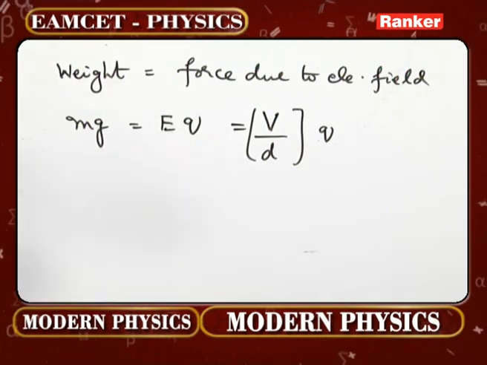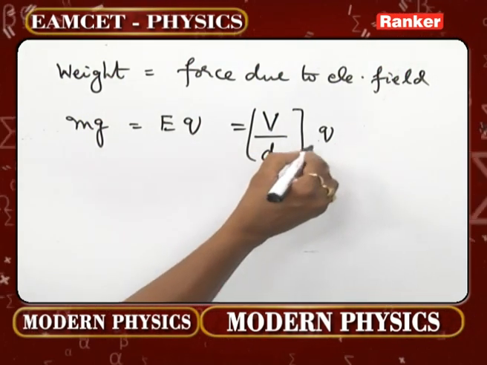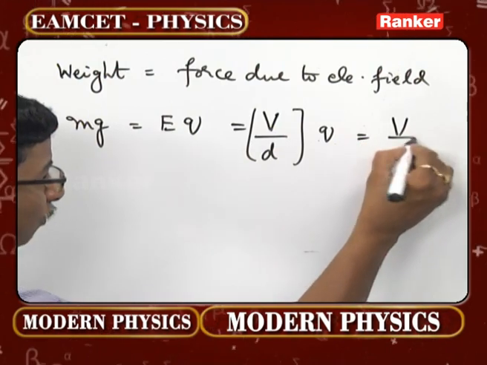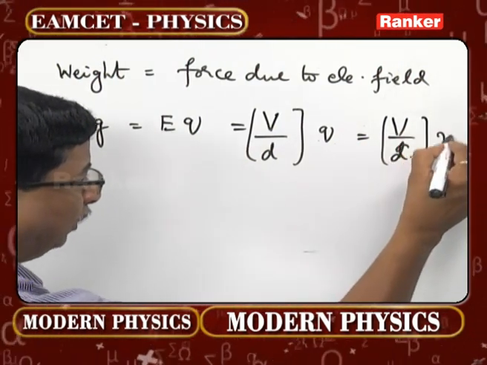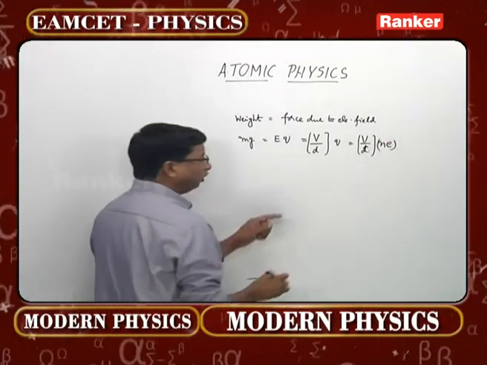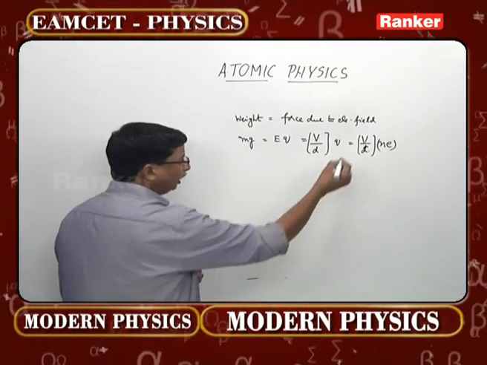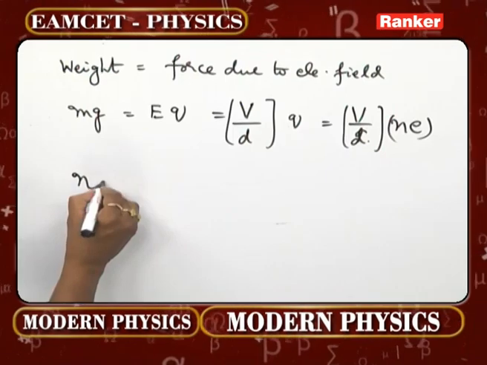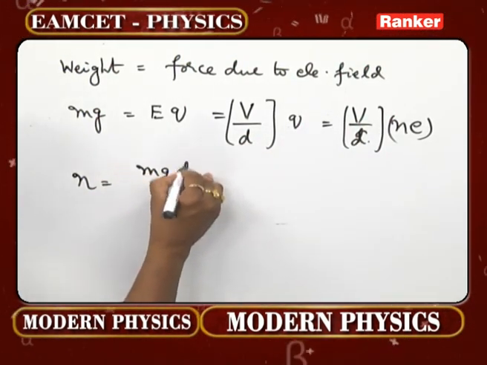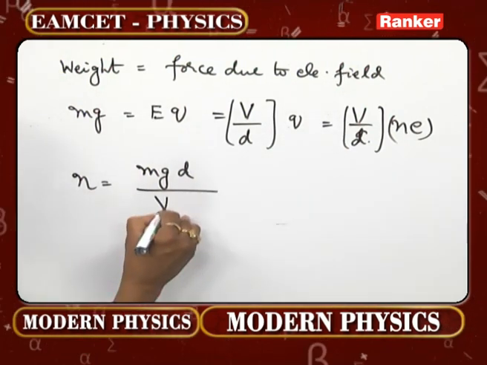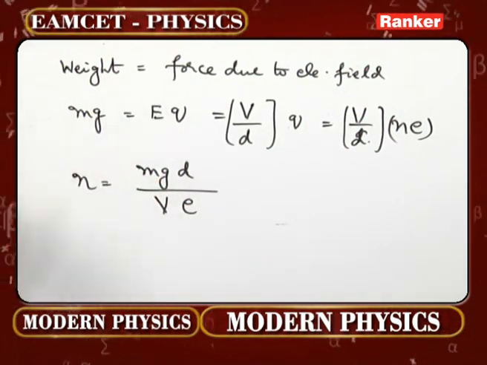So we can directly understand from this one, q is the total charge. Total charge means how to write that one? It is n times the charge on each electron. So n is the value we want. So n is equal to, cross multiply this one, mgd by V times e. That is the final formula.